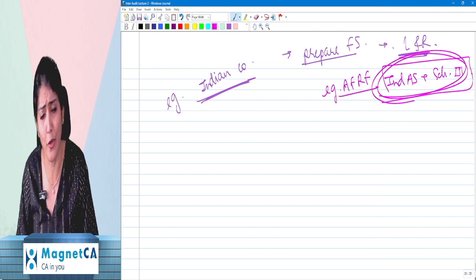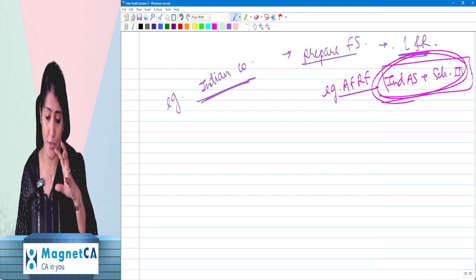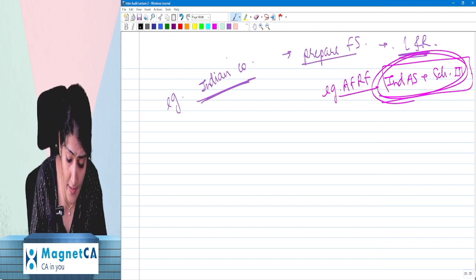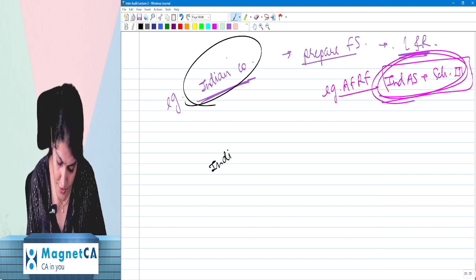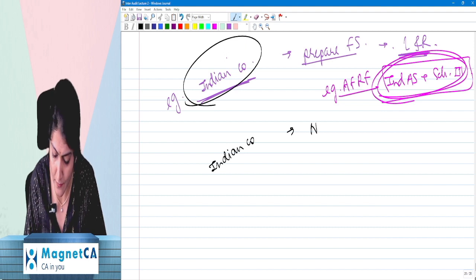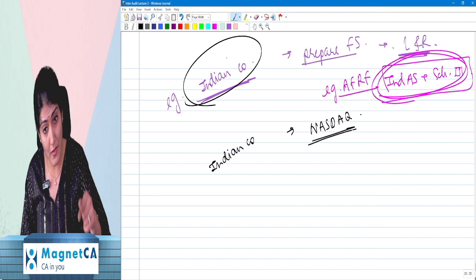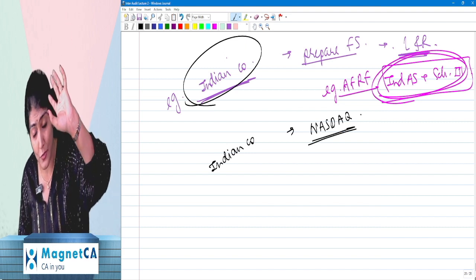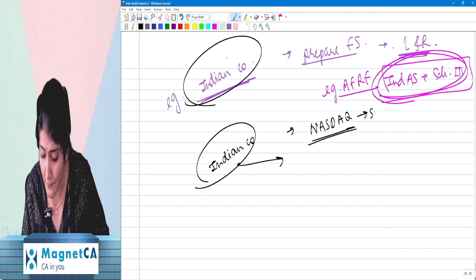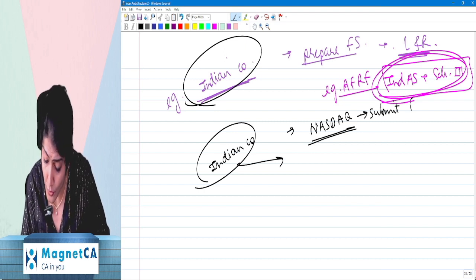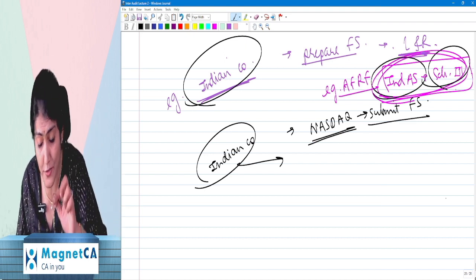It's an example of a law or regulation which could be followed by the management in the preparation of the financial statements. Okay. Now say that same Indian company, say Infosys, is also listed on the US stock exchange, on the NASDAQ. So now, to the NASDAQ authorities also, will this Indian company have to submit their financial statements?